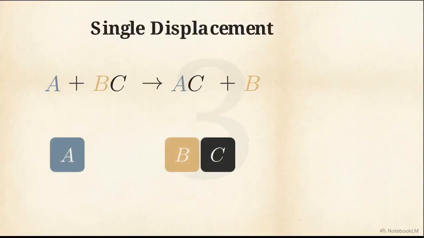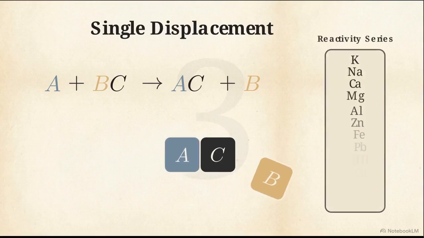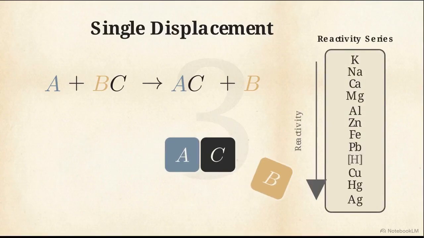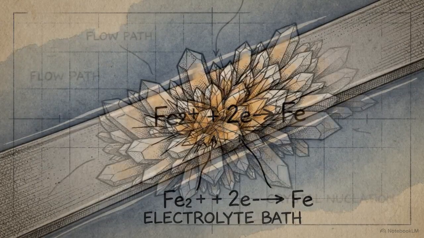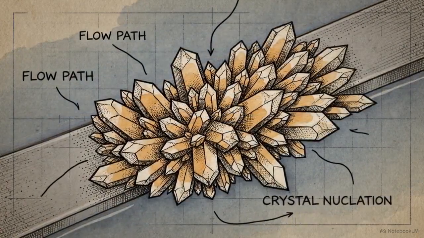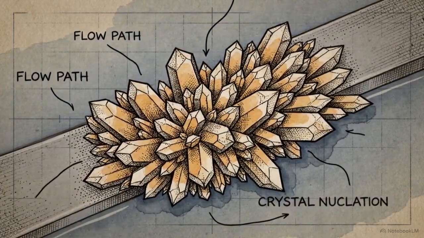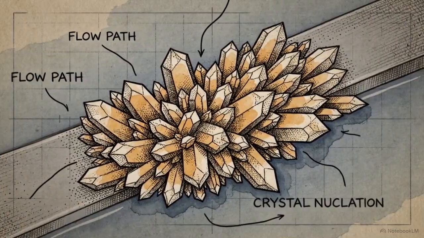The third archetype is single displacement. Here, a more active element forces a less active element out of its compound. This hierarchy determines which metals possess the required reactivity. Because zinc is higher on the reactivity series than copper, it displaces copper from a copper sulfate solution, forming zinc sulfate and isolating metallic copper.